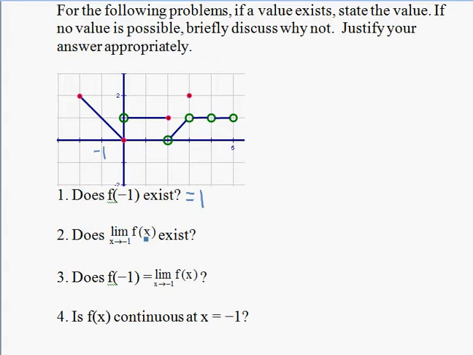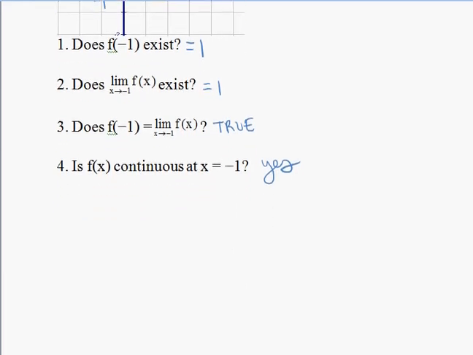Does the limit value exist? Well, since the function is going towards 1 from the left and the right, does it exist? Sure, it's equal to 1. And does number 1 equal number 2, or does the function value correspond with the limit statement? That answer is true. You bet. So therefore, is it continuous? Yeah. So that's the feel-good problem of this section.